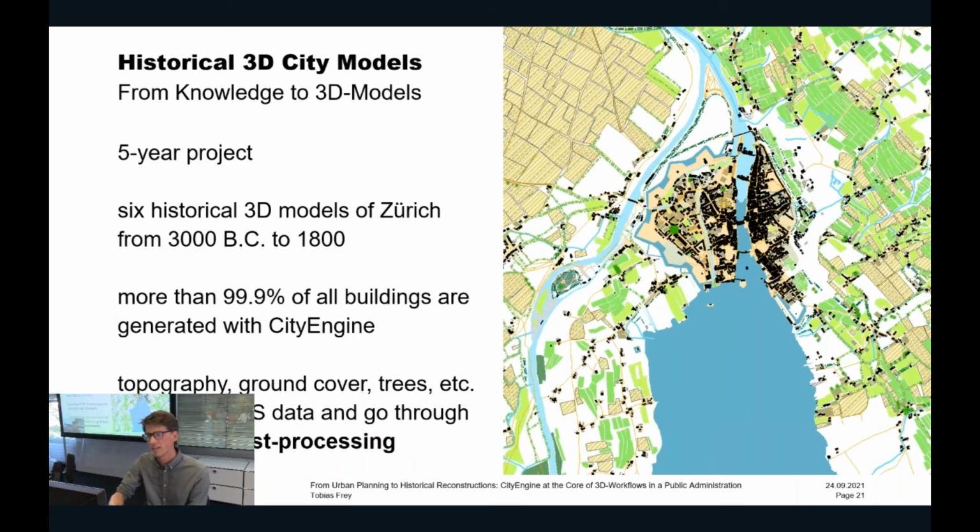We're now in the 2nd year. The goal is to complete 6 historical 3D models of Zurich from 3000 before Christ, and the last one is some 200 years ago. What we see here on the right is a map of the one from 1800, so 200 years ago. There's a few buildings still missing there, but it's mostly completed.